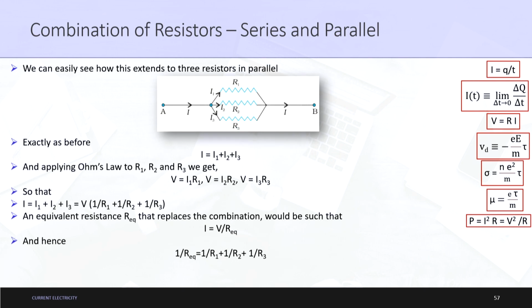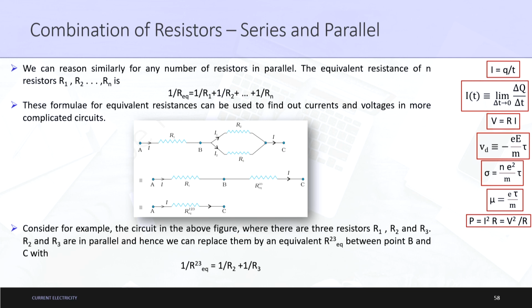Now adding that concept in parallel, let us say there are 3 or 4 or n resistors. As the current is divided into 3 parts, I1, I2 and I3, we can obtain 1 by R equivalent is equal to 1 by R1 plus 1 by R2 plus 1 by R3. Similarly, if there are n resistors, 1 by R equivalent is equal to 1 by R1 plus 1 by R2 plus dot dot dot till 1 by Rn. This is the complete concept of combination of resistors in series and parallel.